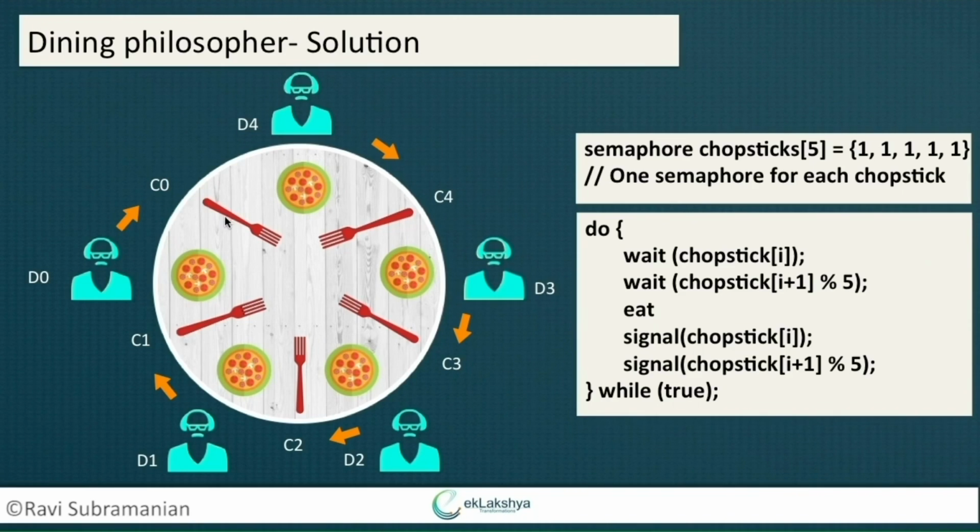D0 wants to eat, but he has only C0 in hand. He cannot use C1 because it's occupied by D1. And the same thing happens for philosopher D1. He has taken up C1, but is waiting for C2, which is taken up by philosopher D2, and it goes on. So each of them is actually waiting for the other's release. As we have seen, this is a case of a deadlock and starvation as well, because everybody is going to really starve in the true sense of the word. So how do we avoid this?